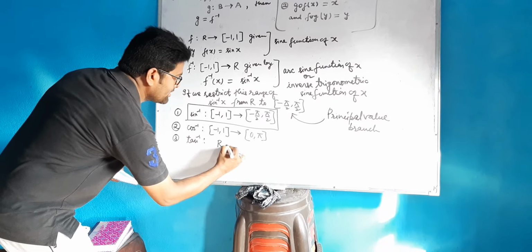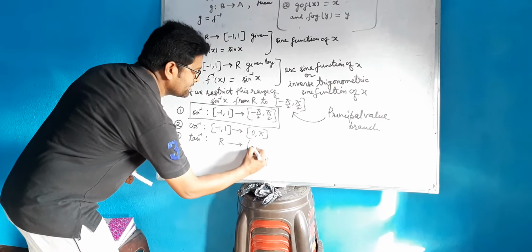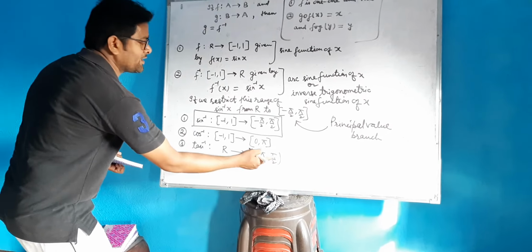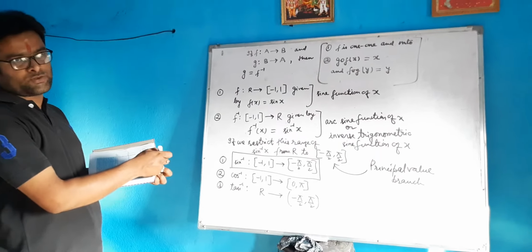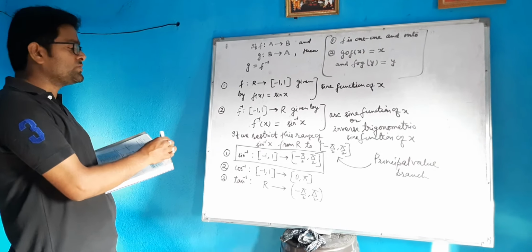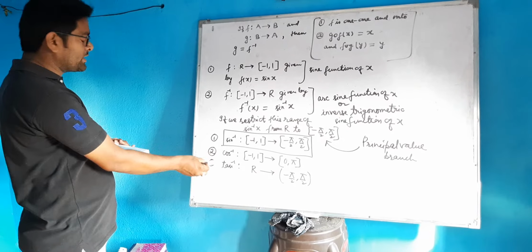Then the third one, for tan inverse, we can write it as a function from R to the interval excluding minus pi by 2 to pi by 2. Here values cannot be equal to minus pi by 2 or pi by 2. It should lie between minus pi by 2 and pi by 2. So this is all about sine inverse, cos inverse and tan inverse.